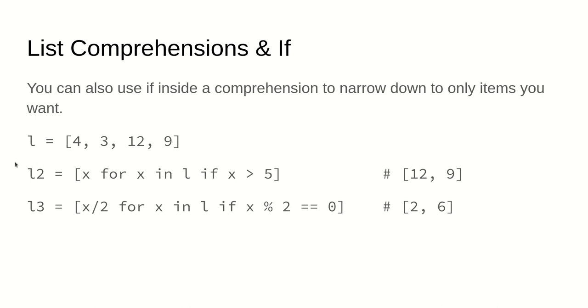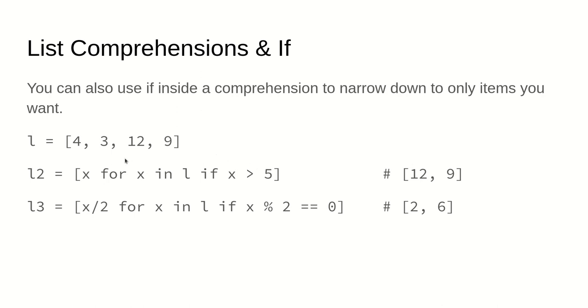And I make L2, where I say, I'm keeping x, just x, no x squared, no x plus 1, no x divided by 2, nothing like that. I can just keep x for each x in L if that x is greater than 5. So you might be able to imagine this coming out as like a 5-line for loop and if statement combination if we did not have comprehensions for it. But comprehensions allow us to say, all right, we're going to go through every x in L, but we only care about the ones where x is greater than 5.